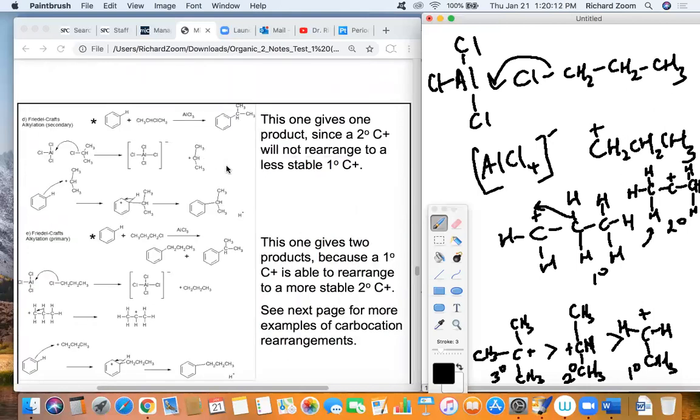Now, I want you to look at this top one, and you might be wondering, well, why didn't that rearrange? Well, it was already secondary. It's not going to rearrange into something less stable to become primary. But then again, it can't rearrange into something tertiary either because there's not enough carbon. So it's pretty much stuck where it is as a secondary structure. Does anybody have any questions?